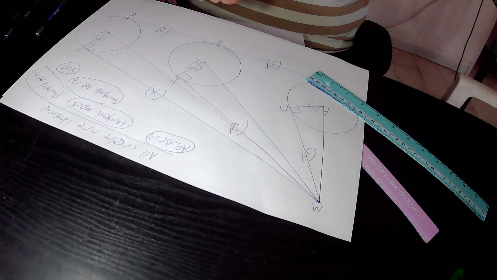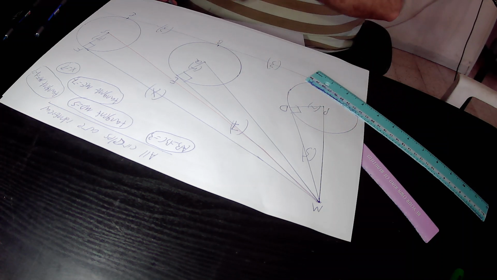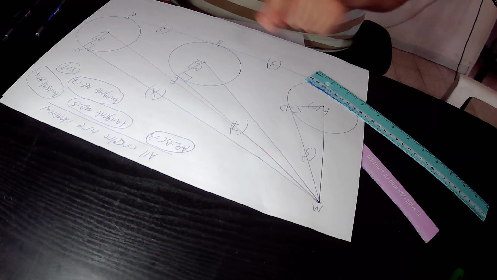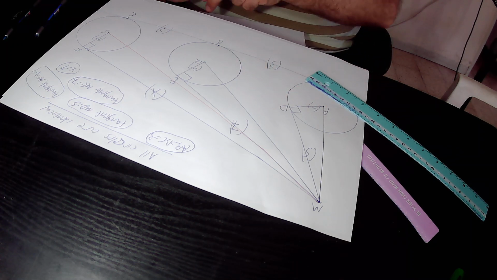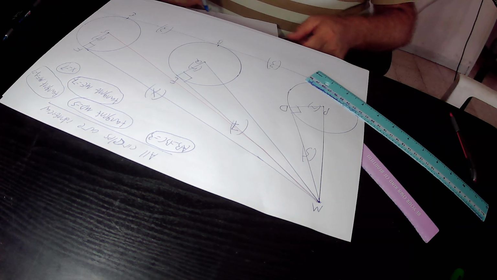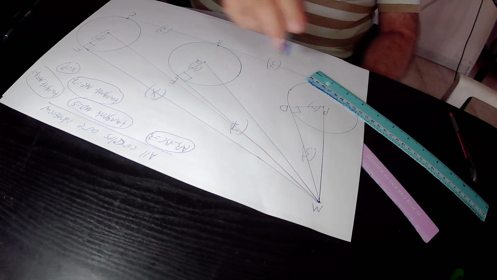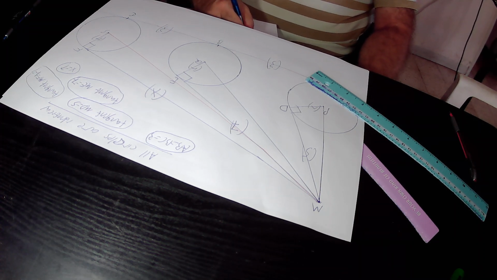By joining points S and M, we create the right triangle MSF. So we implement the Pythagoras theorem on this right triangle MSF. According to the Pythagoras theorem on the right triangle MSF, MS squared, that is the square of the hypotenuse, is equal to SF square plus MF square.